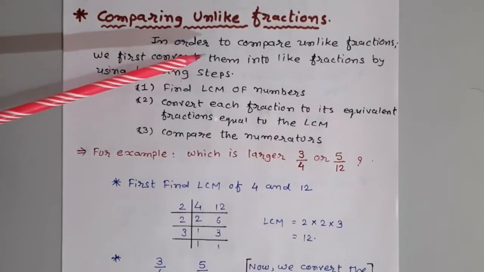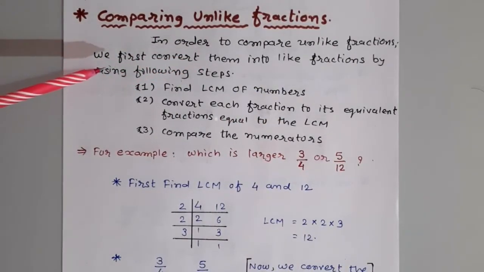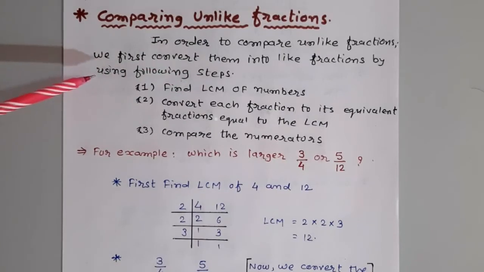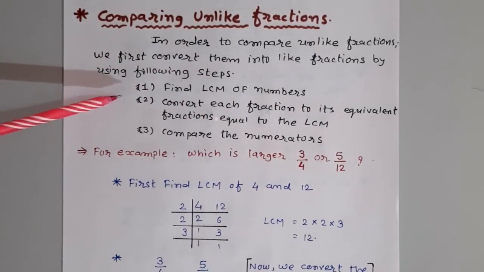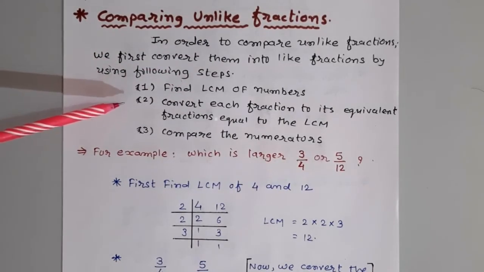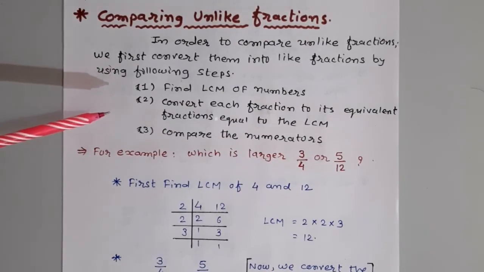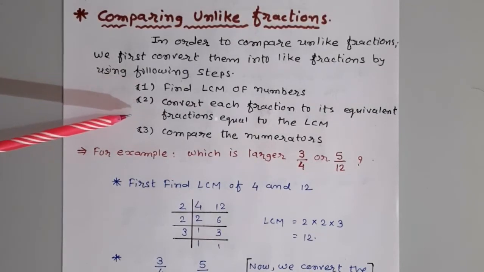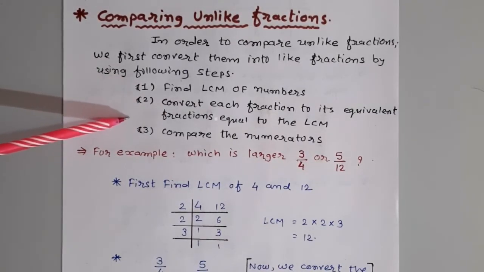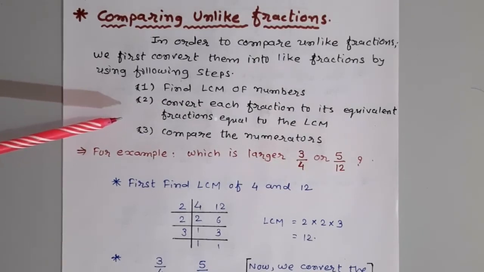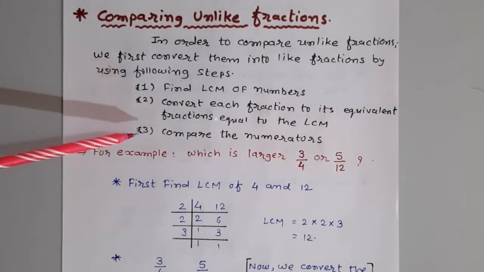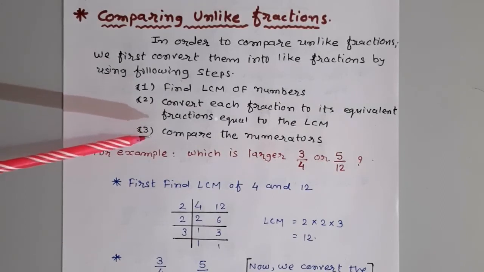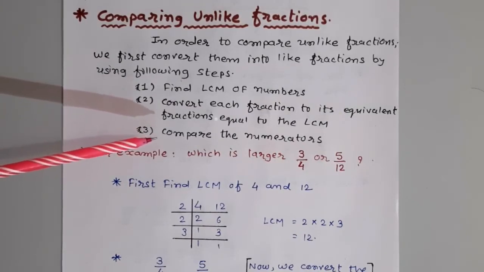In order to compare unlike fractions, we convert them into like fractions by using the following steps. First, obtain the denominators of the fractions and find their LCM, and convert each fraction to its equivalent fraction with the denominator equal to the LCM obtained in step 1, and then compare the numerators of the equivalent fractions whose denominators are the same.